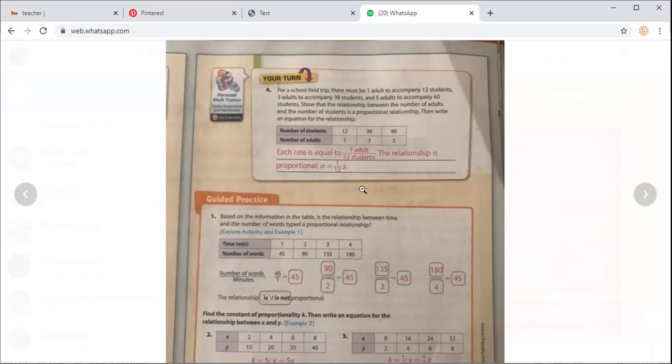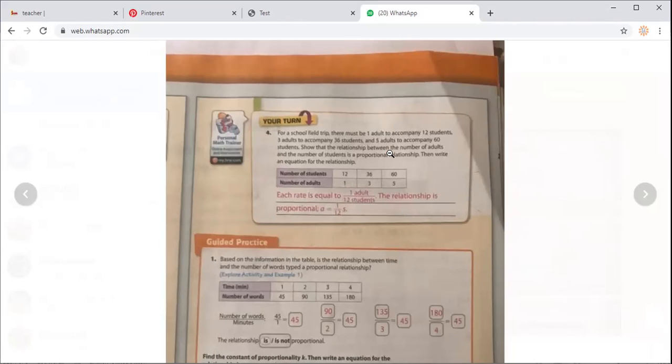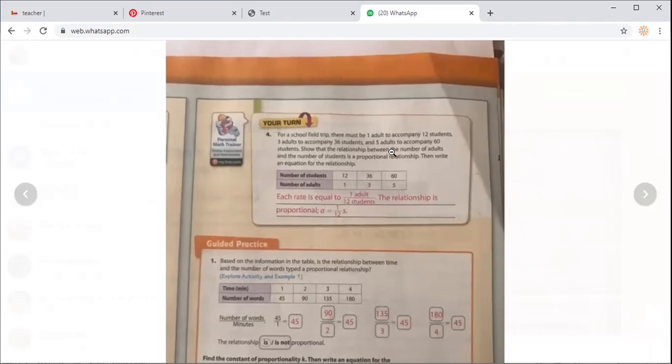So we have here different categories. First, if we have one adult, this one accompanies how many students? One adult with how many?